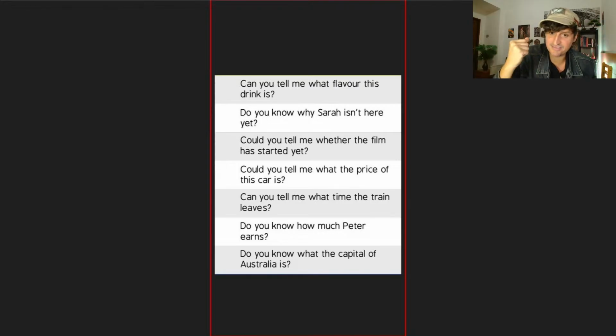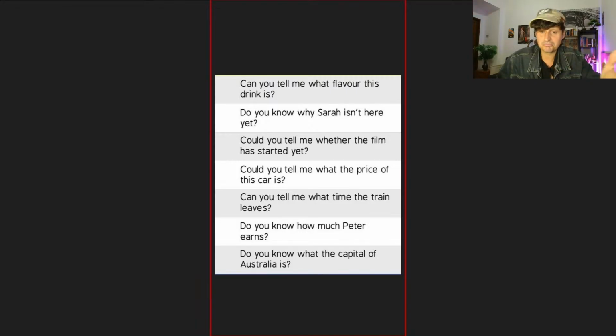If you're an advanced speaker, if you're polite, and if you want to sound a little bit more advanced, you would say, could you tell me whether the film has started yet? Could you tell me what the price of this car is? Right? That's an embedded question. Could you tell me? Could you please tell me?